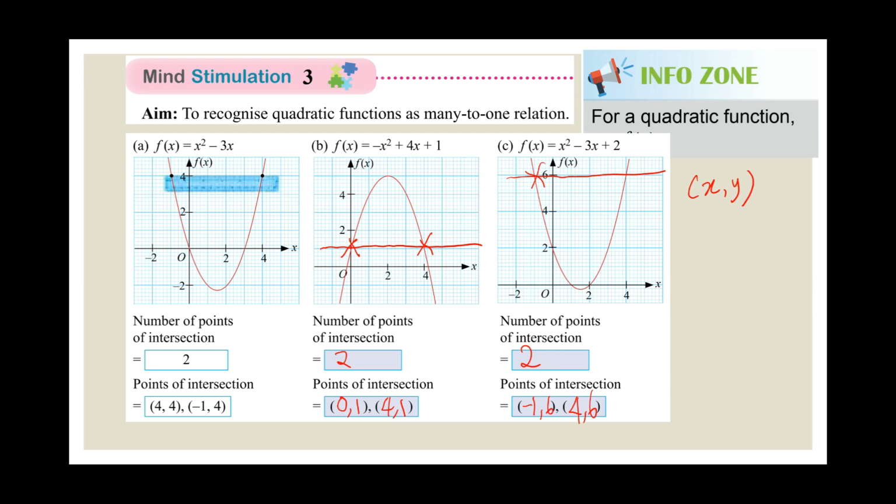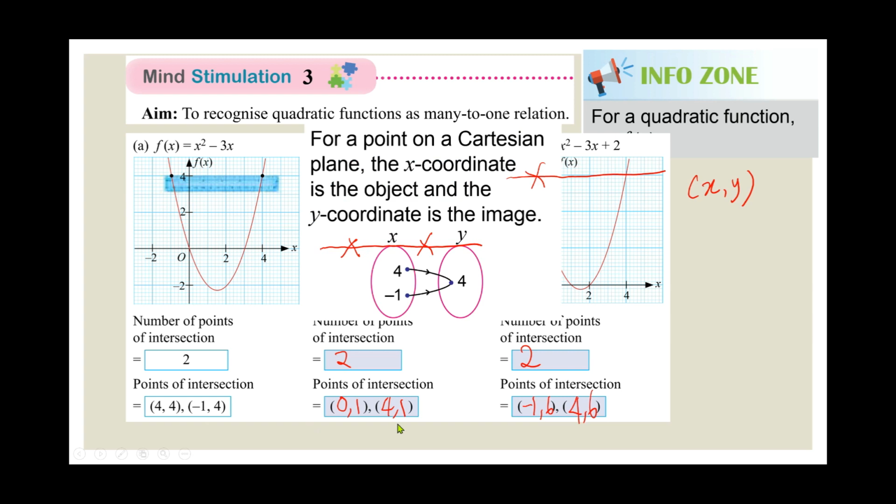So we haven't found out yet that the quadratic function is a many-to-one relation. So how are we going to determine that? We are going to determine that based on the coordinates that we have. For example, this one, the point of intersection is 4, 4. For a point on the Cartesian plane, the x coordinate is the object and the y coordinate is the image. So you see, 4 to 4, we can draw the diagram like this. And then negative 1 to 4, this is negative 1 to 4.